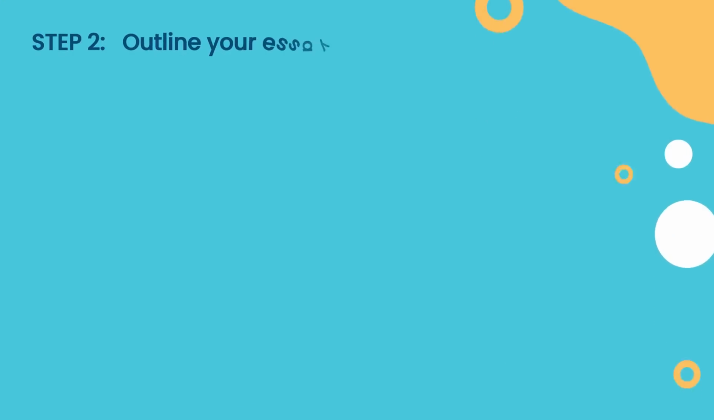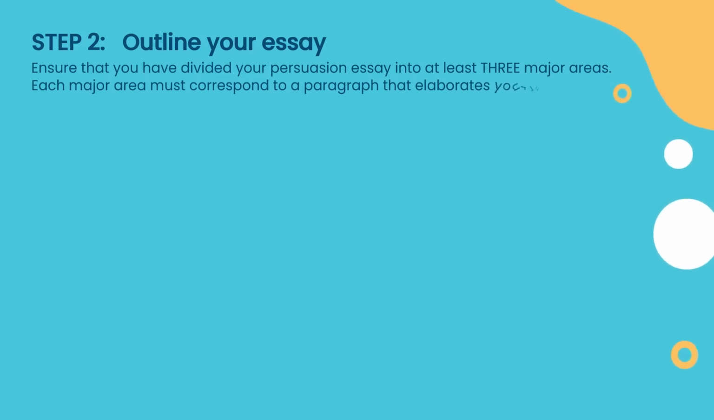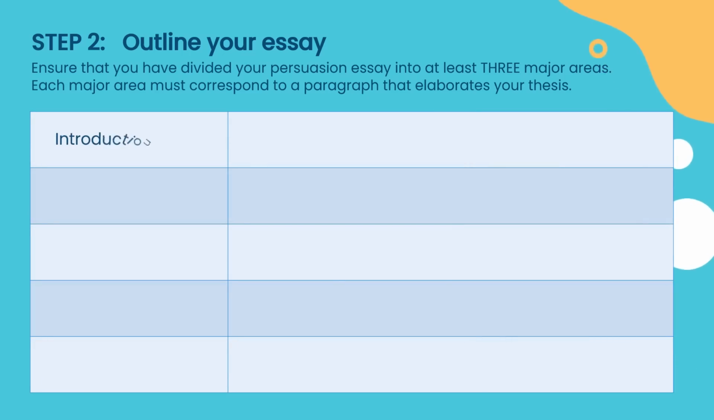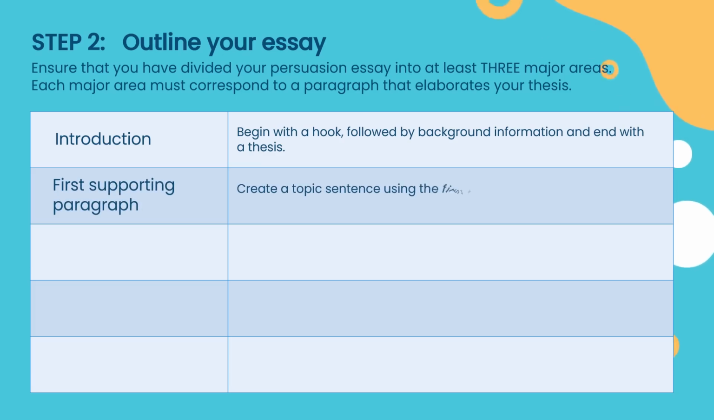Step 2. Outline your essay. Ensure that you have divided your persuasion essay into at least 3 major areas. Each major area must correspond to a paragraph that elaborates your thesis. Introduction. Begin with a hook, followed by background information, and end with the thesis. First supporting paragraph. Create a topic sentence using the first keyword.